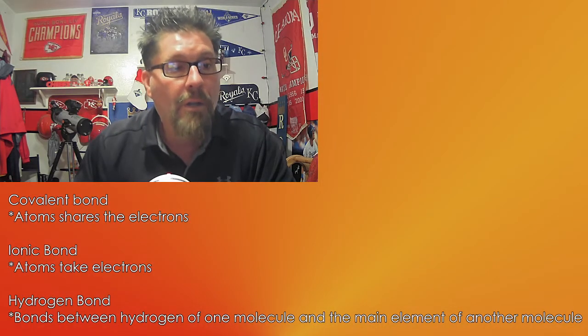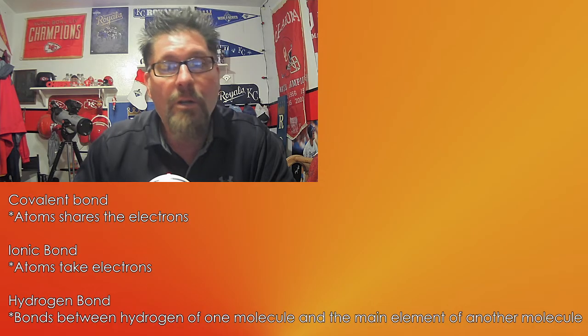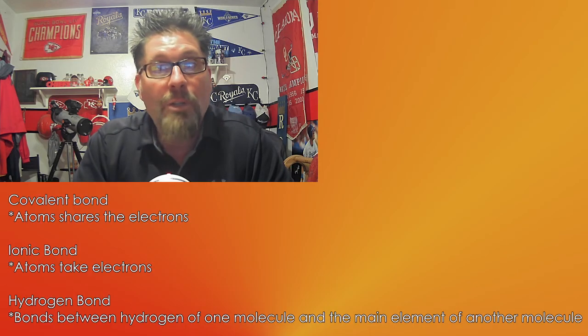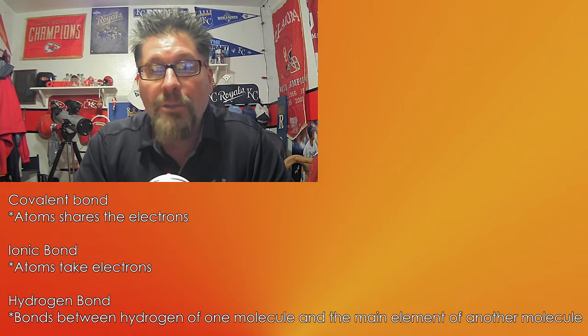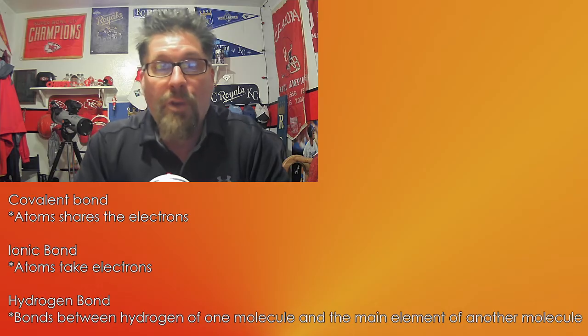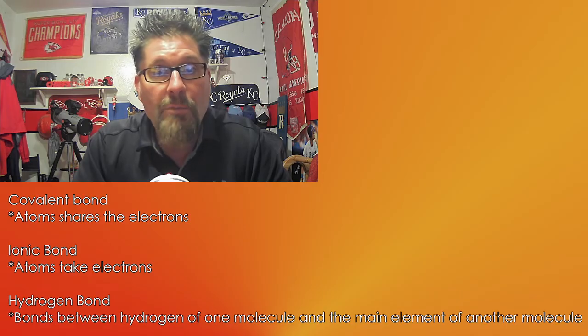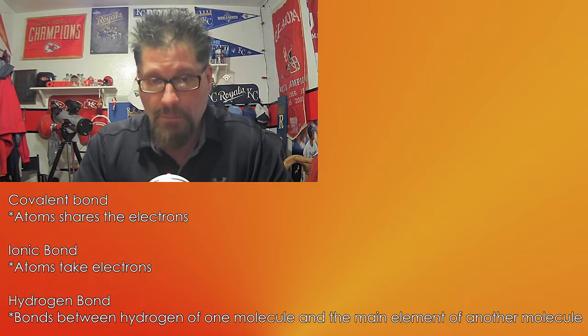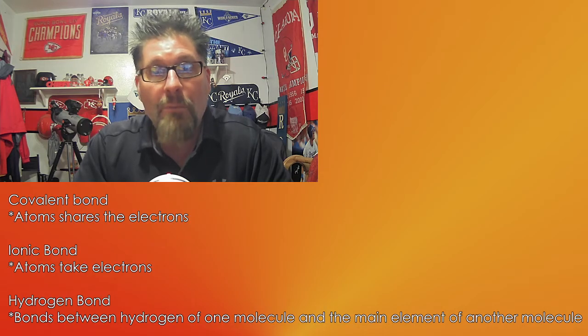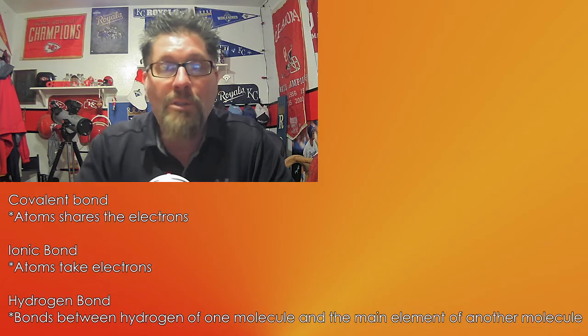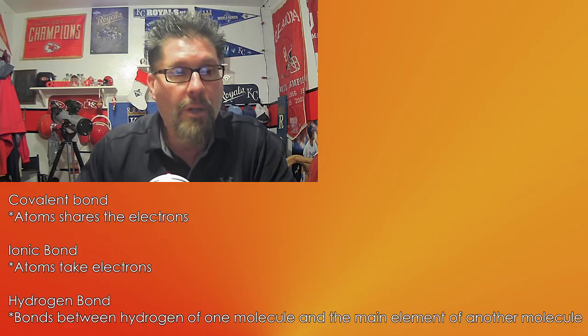And our last slide to consider: we have 3 types of bonds that we're going to deal with. Covalent bonds, which share electrons. Ionic bonds, where you gain or lose electrons. And a hydrogen bond, which you might think would be a bond between 2 hydrogen atoms. That is not the case. It is a bond between a hydrogen atom of 1 molecule and the main element of another molecule. Each of those has its own little video where we will get into those.